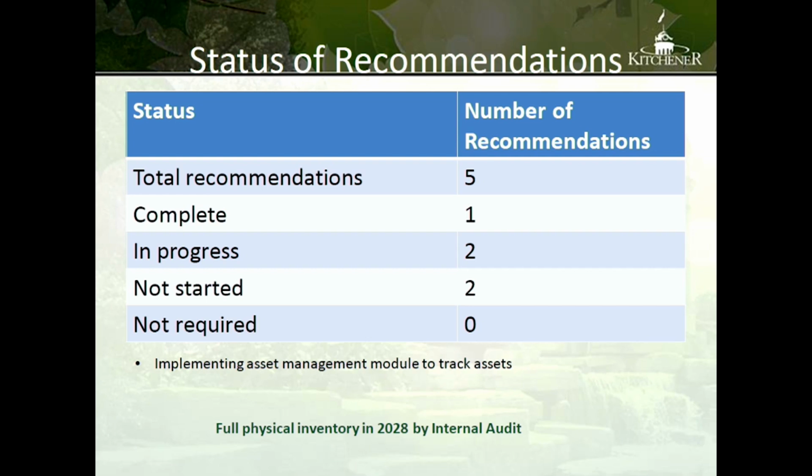So this audit will remain on my rotating assurance audits, and a full physical inventory will be done again in 2028. Are there any questions?